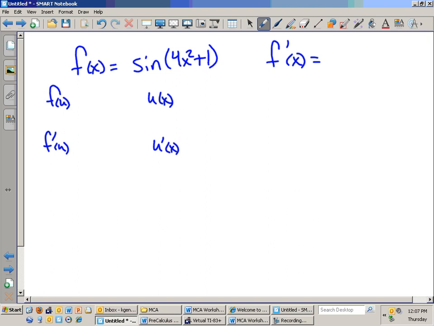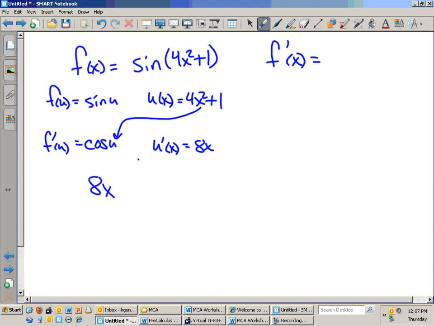So that visual is generally in people's minds. F of u is sine of u. U of x is 4x squared plus 1. F prime of u is cosine of u. U prime of x is equal to 8x. We take this, we put it back in for u, we multiply those together: 8x times the cosine of 4x squared plus 1. Yes?